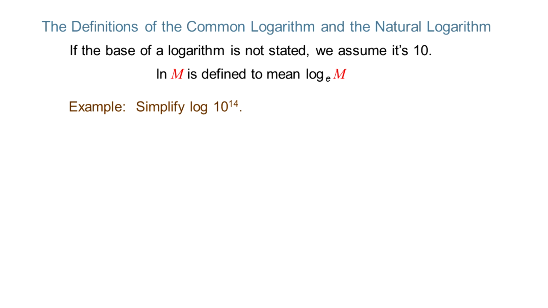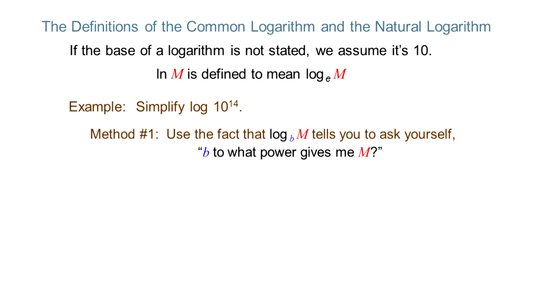For my next example, I'm going to simplify the common log of 10 to the power of 14. I know that this is a log base 10, or what we call a common log, because, as I said earlier, we should assume that the base of a log is 10 if no base is stated. I'm going to work this problem by using two different thought processes, but I'll get the same answer using both methods.